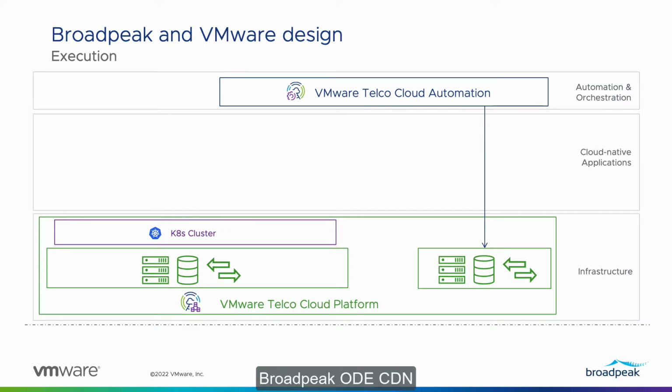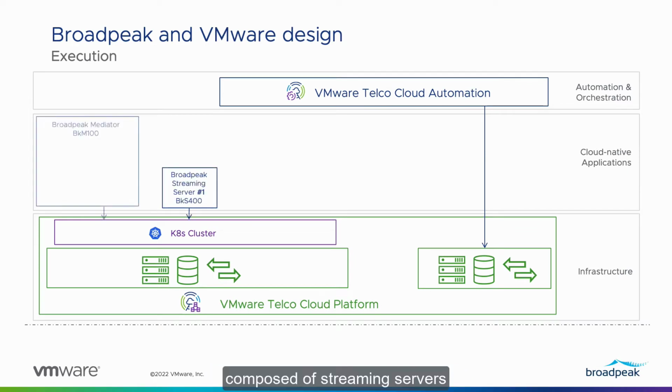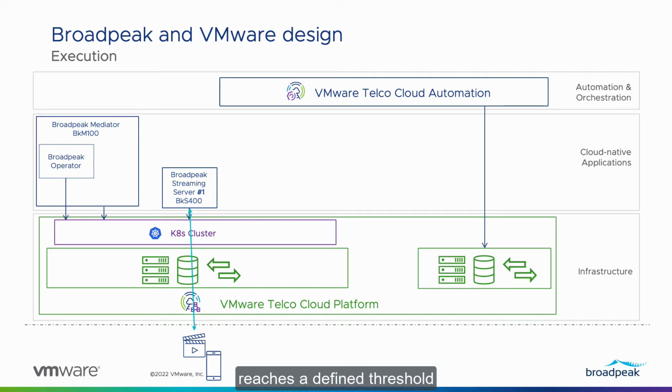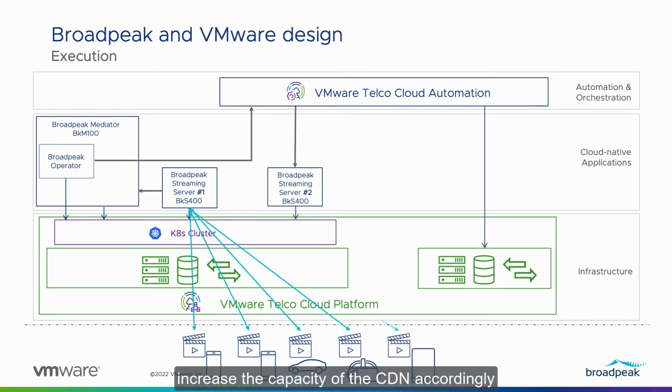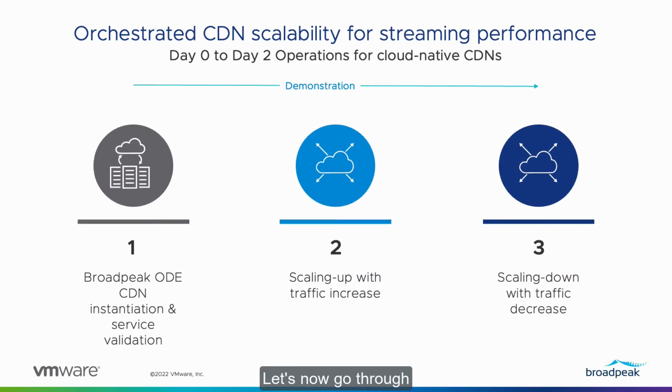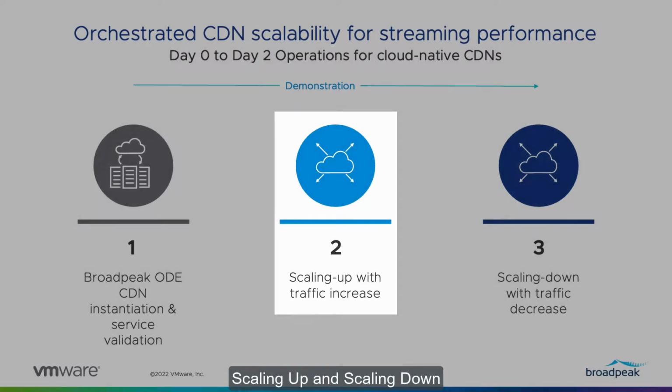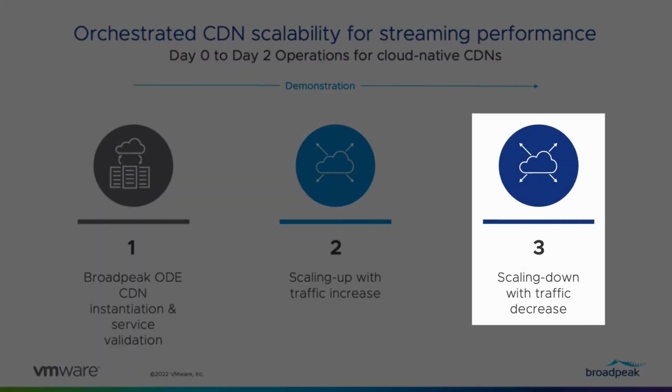Broadpeak ODE CDN, composed of streaming servers and a management function, provides service to a certain number of users. When the number of connections reaches a defined threshold, Broadpeak CDN engages VMware Telco Cloud Automation's multi-layer autoscaling function to deploy a new streaming server, and thereby increase the capacity of the CDN accordingly. Let's now go through the different steps of the demo: instantiation, scaling up, and scaling down.